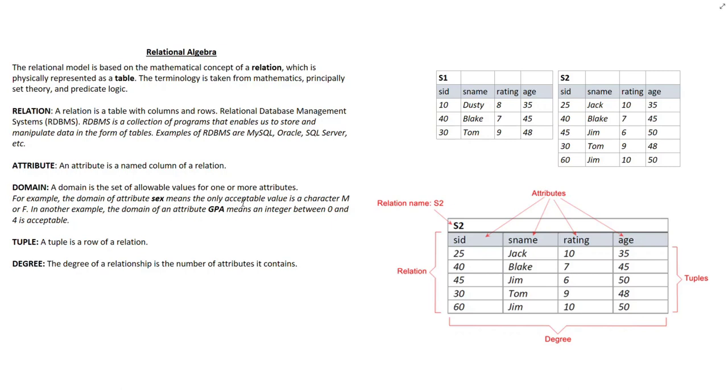Another example would be GPA. The GPA is defined as being an integer, and the acceptable values would be between 0 and 4. So that's what the domain is. Tuple is simply a row, and degree is the number of attributes a relation contains.